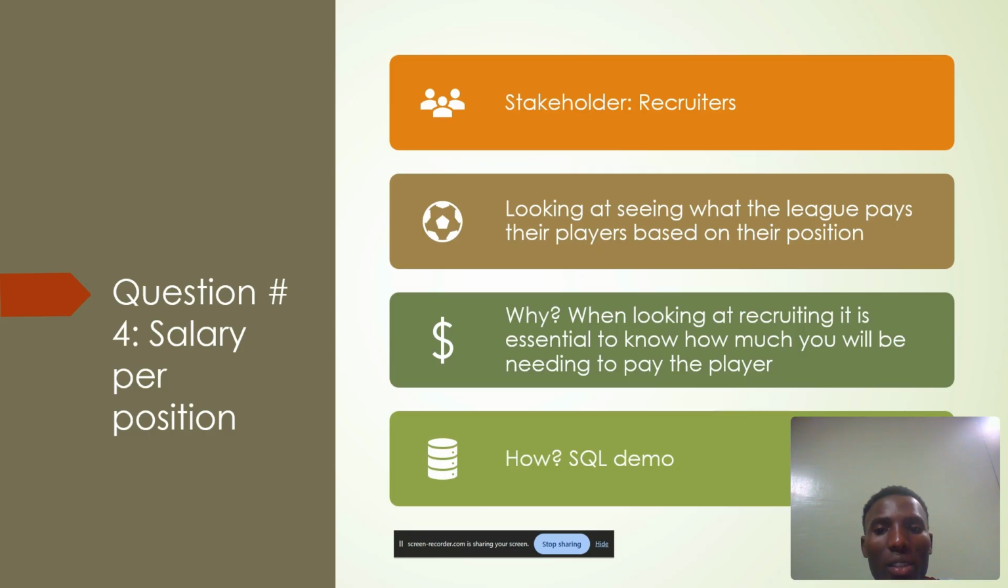When looking at recruiting, it is essential to know how much you will need to pay a player. If you need a midfielder or a defender, it determines how much you're going to plan to spend depending on the position you are trying to hire for. And when you have the database, you can have an SQL demonstration that finds the salary per position, given that different positions have different salaries in the data set.